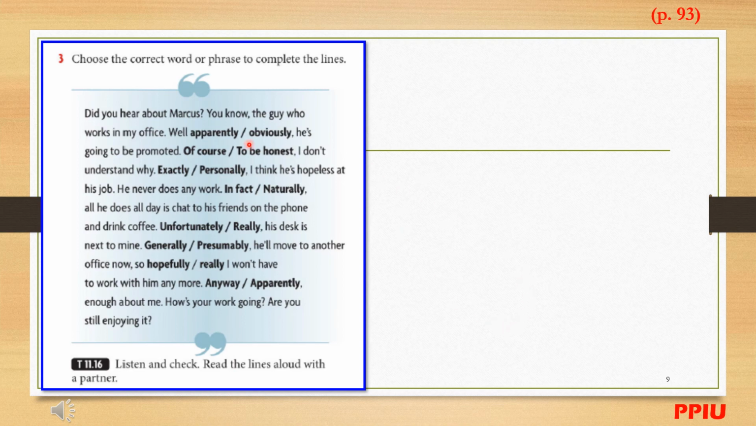the answer here, right? Okay, so round one. Which one is correct to complete here, apparently or obviously? Okay, so you have 1 minute to go through it and then we will compare the answer. Then I will play the recording, you listen, and we check the answer together, alright?